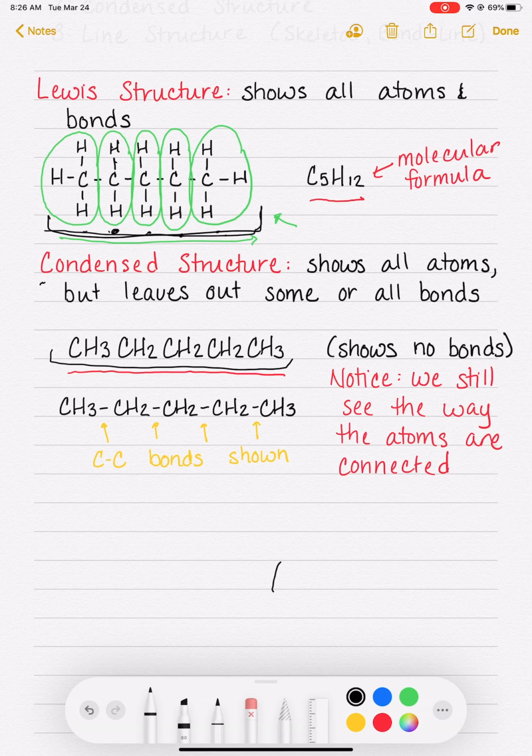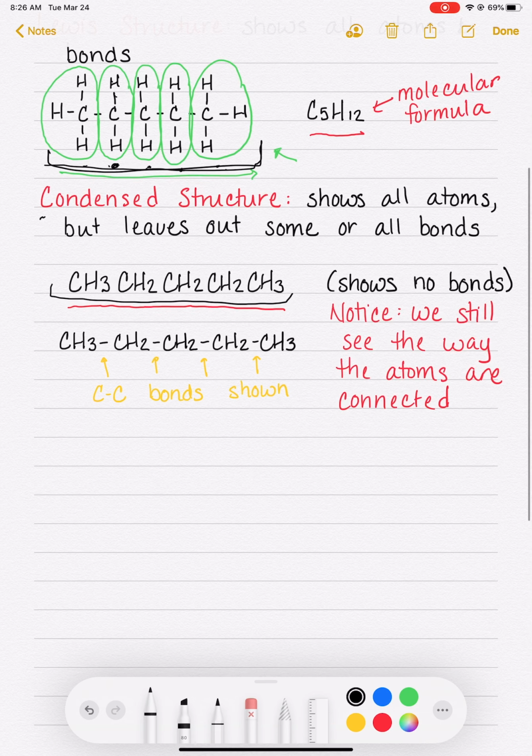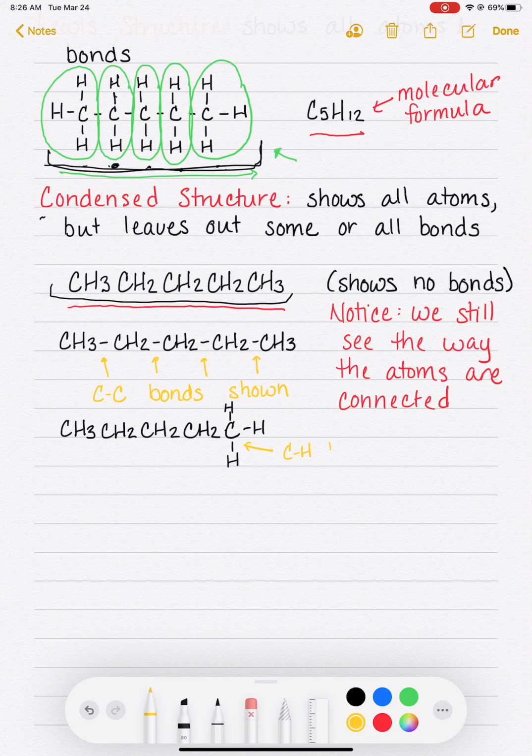Or maybe there's something interesting about some of the carbon-hydrogen bonds. So maybe a person might want to draw the molecule like this. So here we're just showing some of the carbon-hydrogen bonds. I don't know why we might want to see those carbon-hydrogen bonds, but maybe we have a reason.